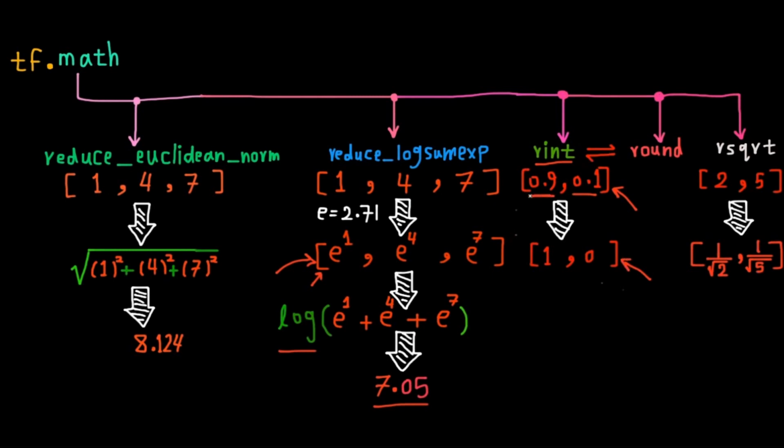The first element, which is 0.9, is close to 1. So the result is 1. And the second element, which is 0.1, is close to 0. So the result is 0. If the number is midway between two representable values, as in this case, the even representable value is chosen. As you can see here, 1.5 will be 2 and 2.5 will be 2 as well.